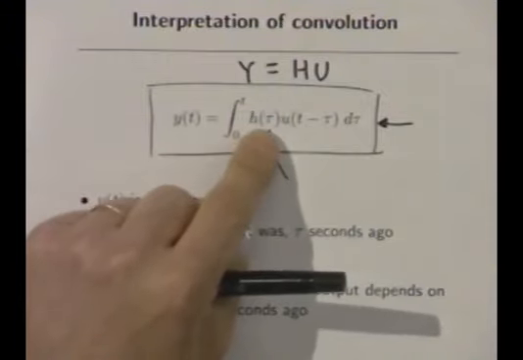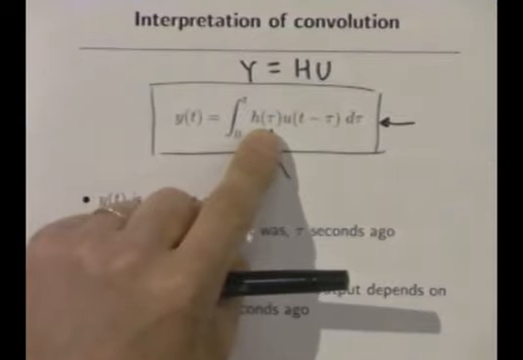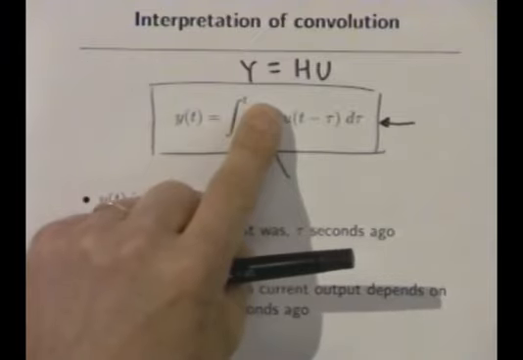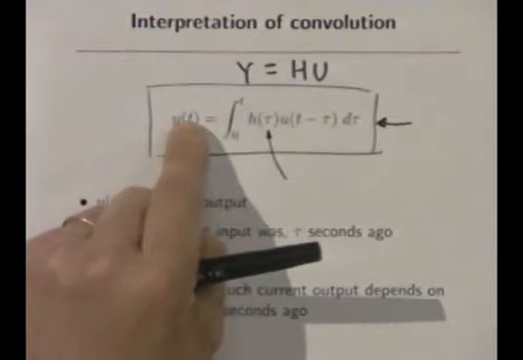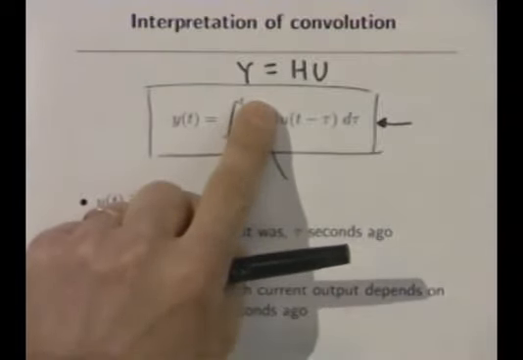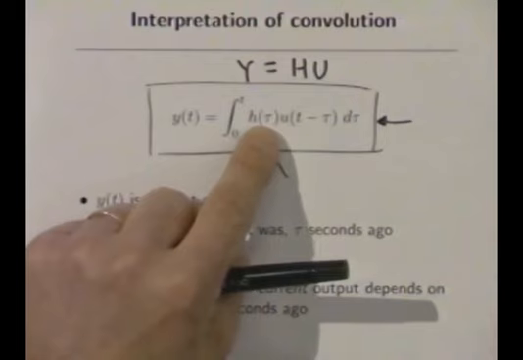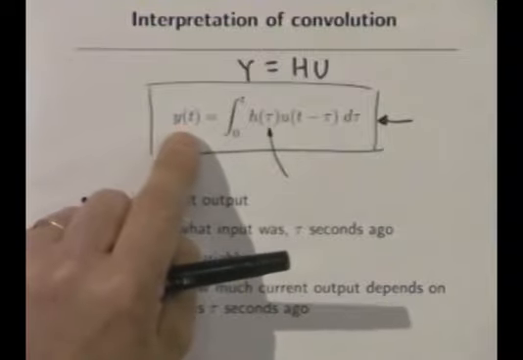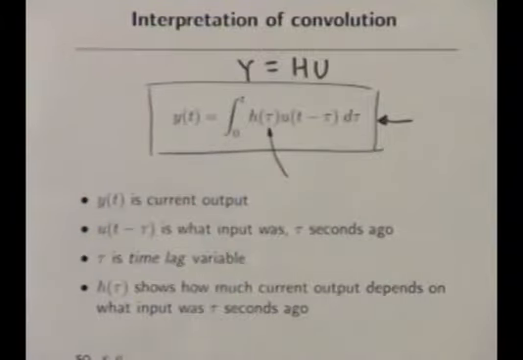The weighting is given by h. h of tau gives the weighting here. For example, if h of tau is 1, this would describe an integrator, and the current output is a uniform mixture of what the input has been over the past t seconds, which is exactly what an integral is. If h of tau is large for tau near 0 and rapidly falls to 0, then y of t depends on what the input has been very recently. Everyone understand that? Okay.